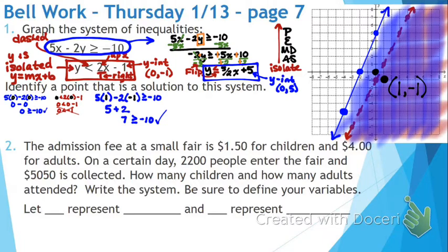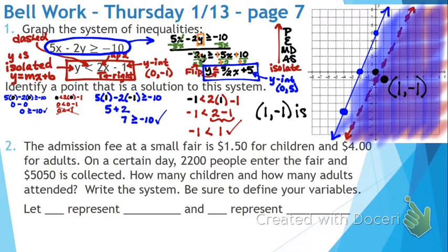And then I go to my other inequality. What are we putting in for y? Negative 1 is less than 2 times, what are we putting in for x? 1 minus 1. What is 2 times 1? 2. 2 minus 1? 1. Is negative 1 smaller than, to the left of 1? Yes. So it worked in both of them. So 1, negative 1 is a solution.